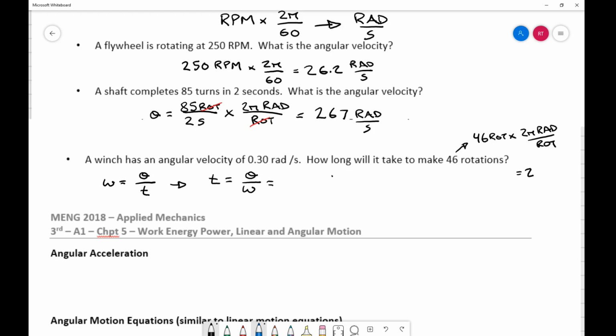Gives me 289 radians. So T is going to be equal to my displacement, so 289 radians upon omega, 0.3 radians per second, is going to give me 963.4 seconds.